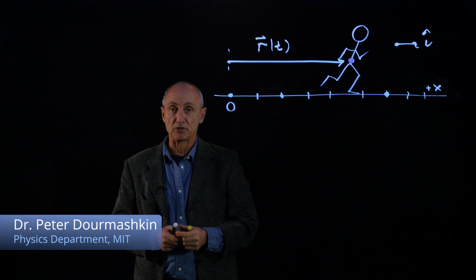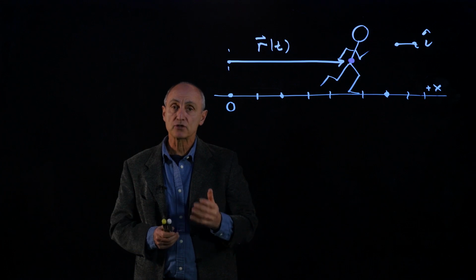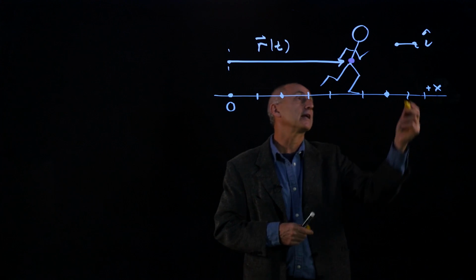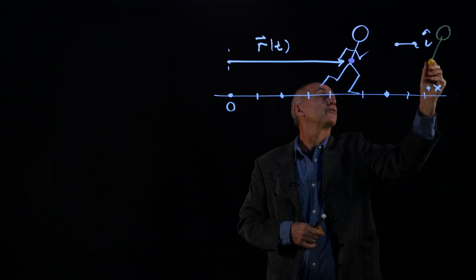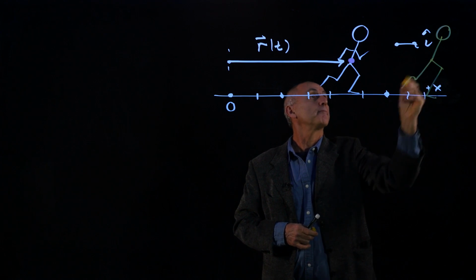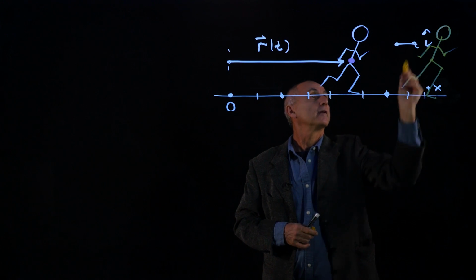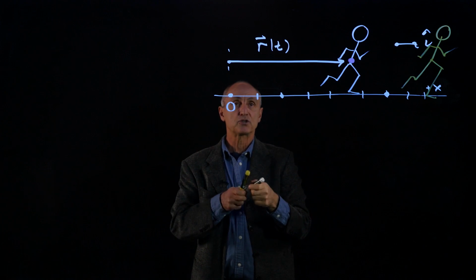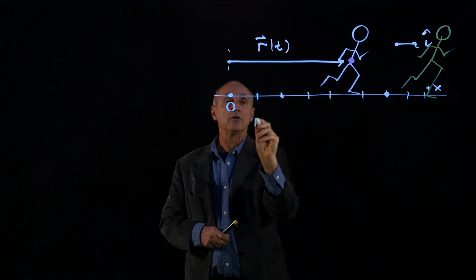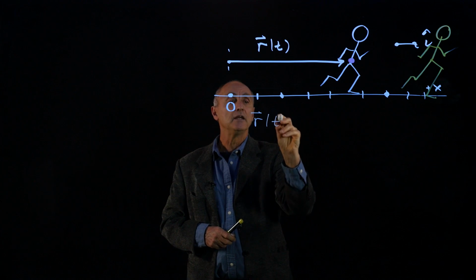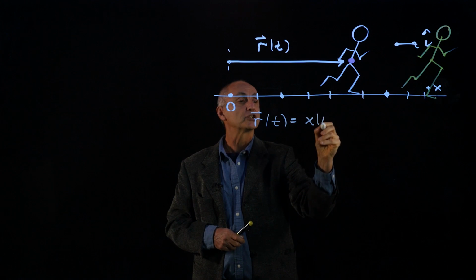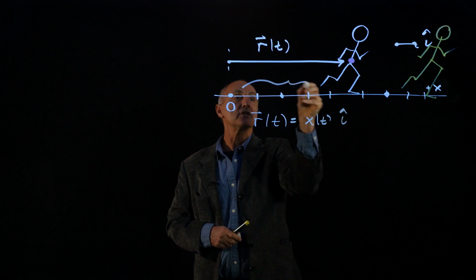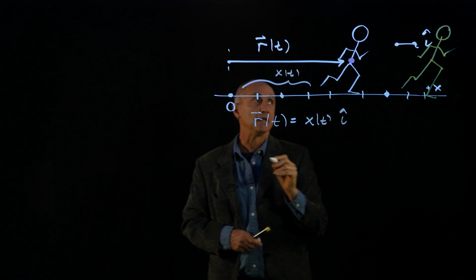Now that we've described the position vector of the runner, let's try to describe what happens in time as the runner moves along our road. Suppose at a later time our runner has gone down the road just a little bit. Remember, at time t, we described the position vector r of t as equal to the coordinate function x of t times i hat. And this distance here was our x of t.